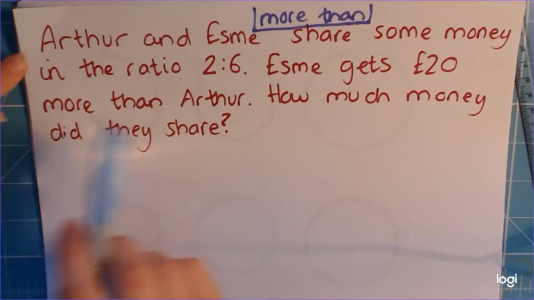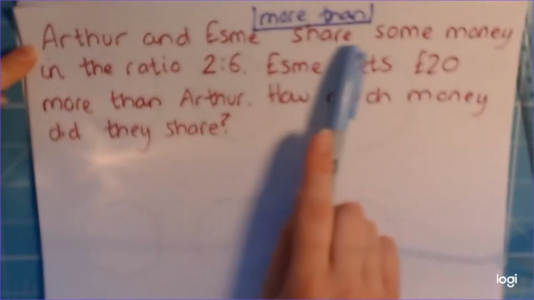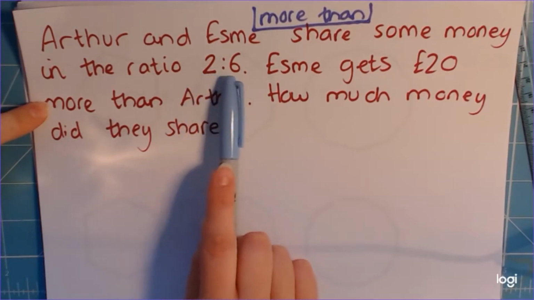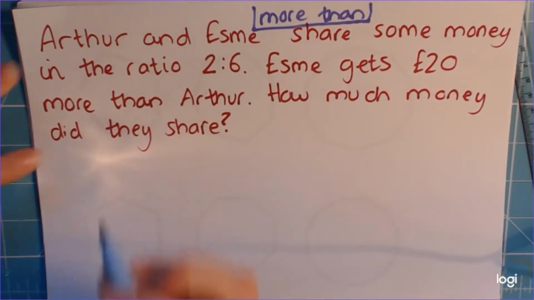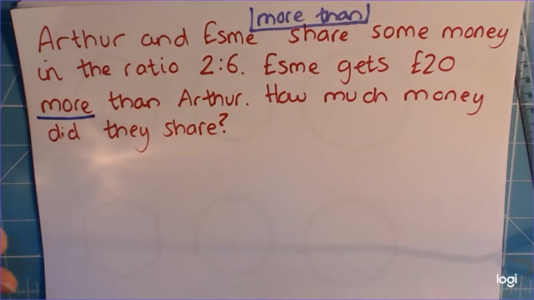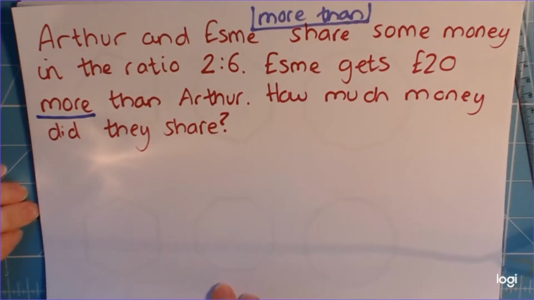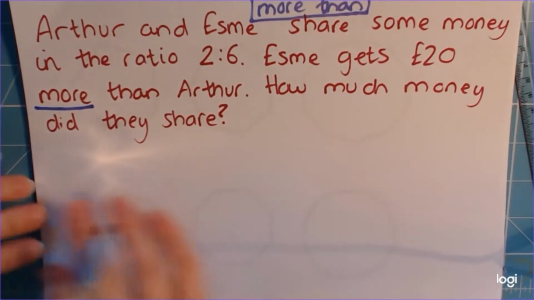Our question tells us Arthur and Esme share some money in the ratio 2 to 6. Esme gets £20 more than Arthur, so I'm just going to underline that, more. How much money did they share? So let's first of all do our bar modelling method. Let's get it drawn out.